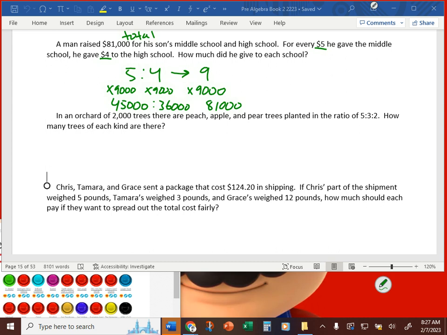The next one's actually pretty straightforward. In an orchard of 2,000 trees, there are peach, apple, and pear trees planted in the ratio of 5 to 3 to 2. How many trees of each kind are there? Why in business, say this is an orchard for profit, like they sell their fruit or sell their trees or whatever. If you've got room for 2,000 trees, why would you want to divide them up in a ratio such as 5 to 3 to 2? Wouldn't you automatically think, well, I'm going to just plant the same number of trees for each type of fruit? Why might you consider planting more peach trees than apple trees or pear trees?